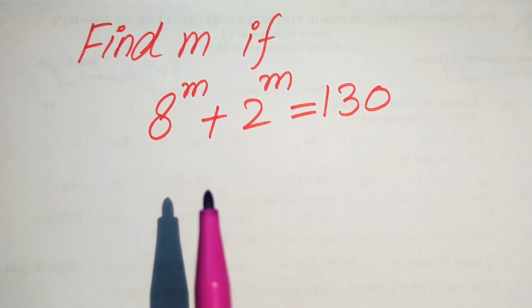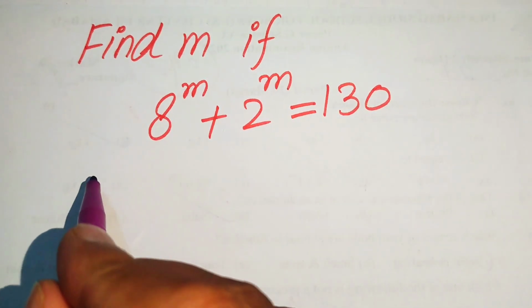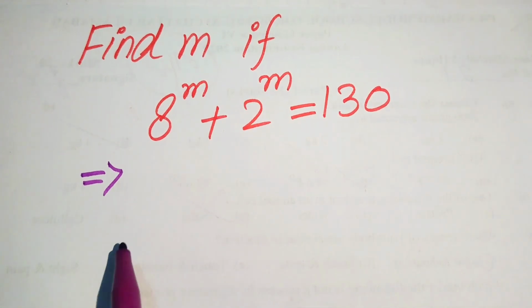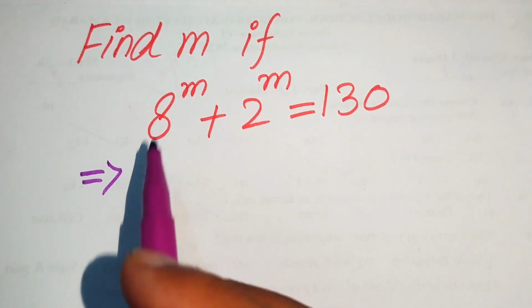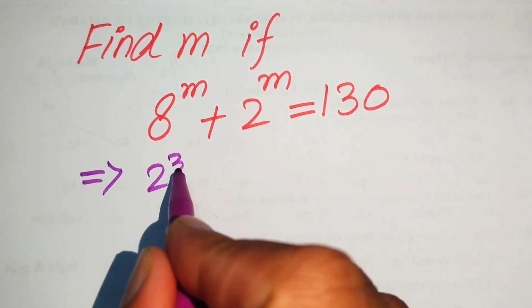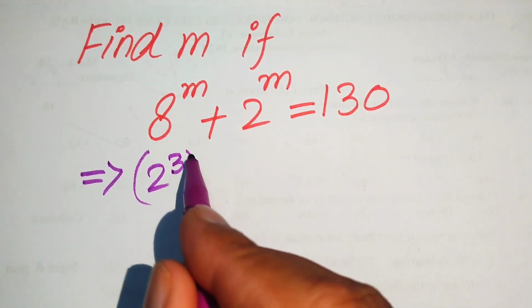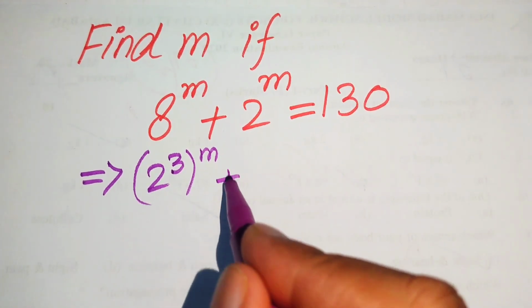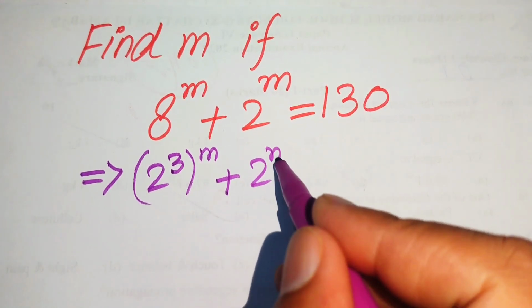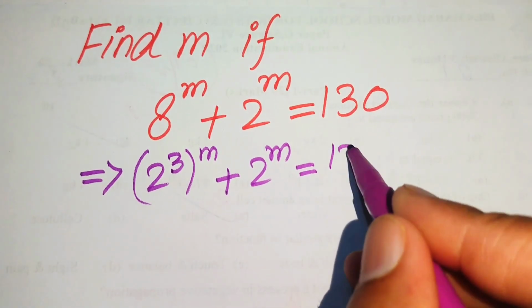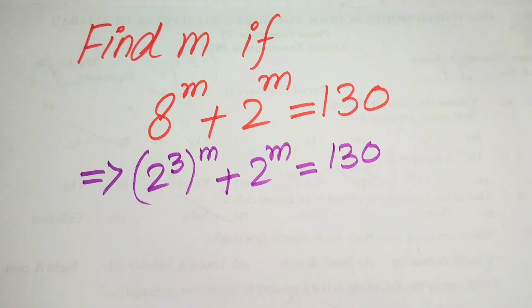So the very first step is to rewrite this equation in this form. We write 8 as 2 cubed, since the prime factorization of 8 is 2 cubed, and its whole power m, plus 2 to the power of m equals 130.